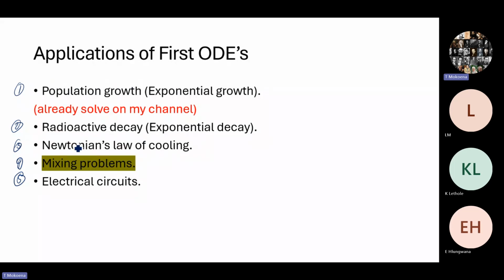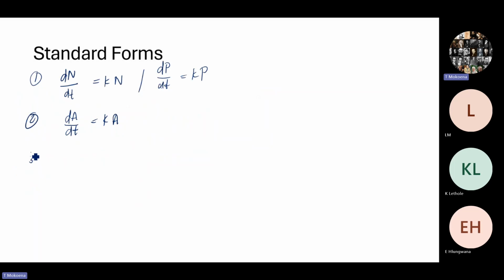And then number three, we're talking about Newton's law of cooling. And what is the standard form of this one? The standard form for this one is given by dT divide by dt is equal to k into T minus T sub m. So this is the differential standard form equation for what we call Newton's law of cooling. Okay, so guys, know these standard forms.